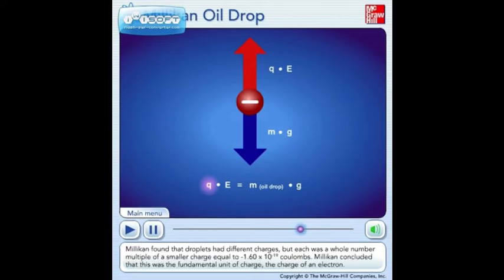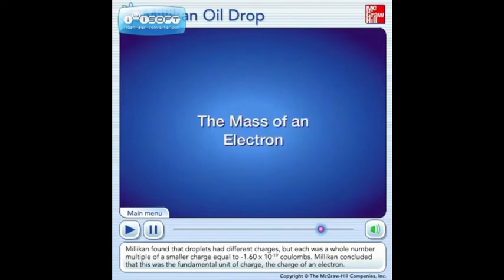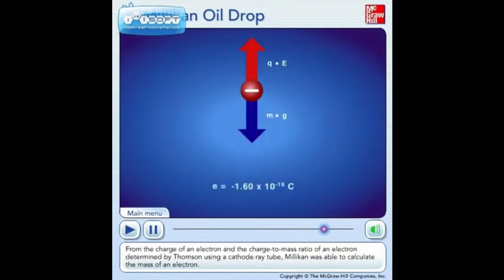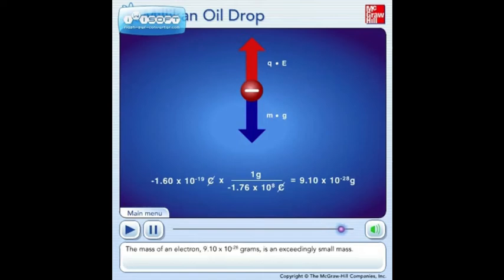Milliken found that droplets had different charges, but each was a whole number multiple of a smaller charge, equal to negative 1.60 times 10 to the negative 19th coulombs. Milliken concluded that this was the fundamental unit of charge, the charge of an electron. From the charge of an electron and the charge-to-mass ratio of an electron determined by Thompson using a cathode ray tube, Milliken was able to calculate the mass of an electron. The mass of an electron, 9.10 times 10 to the negative 28th grams, is an exceedingly small mass.